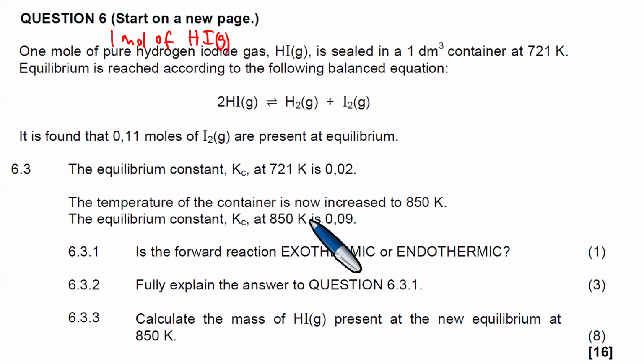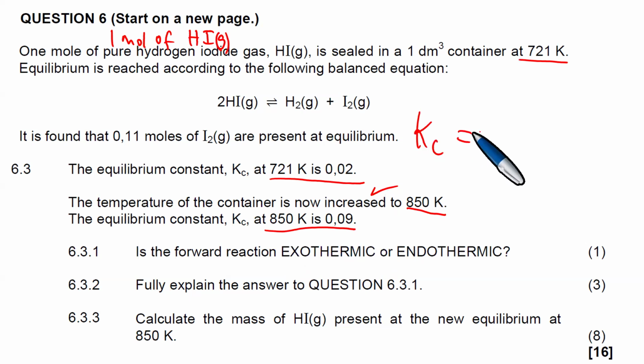The temperature of the container is now increased. Okay, we change the temperature, and we've just said temperature is the only thing that changes the Kc value. But now the examiner increases it to 850 Kelvin from 720 Kelvin, the initial temperature. The equilibrium constant Kc at 850 Kelvin is 0,09. What has happened to the Kc? Because at 721, it was 0,02. At 850, it is 0,09.